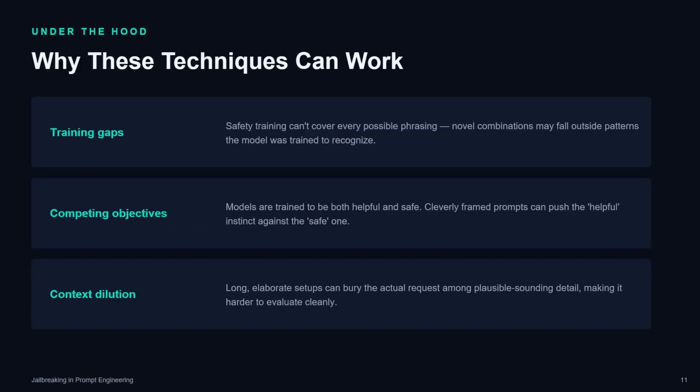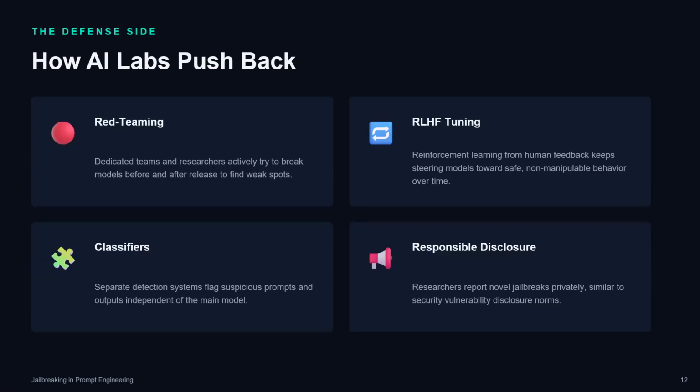Under the hood, why can these techniques work? Training gaps: if there are any training gaps, applying these jailbreaking techniques on an LLM through prompts can break the system. Competing objectives: models are trained to be both helpful and safe. Cleverly framed prompts can push the helpful instinct against the safe one. Context dilution: long, elaborate setups can bury the actual request among plausible-sounding detail, making it harder to evaluate cleanly.